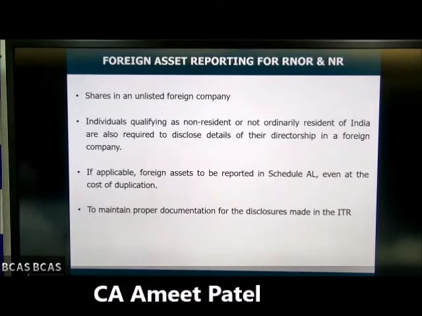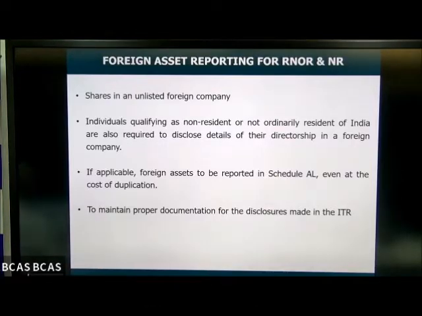Now, foreign asset reporting for a resident and not ordinary resident or a non-resident. So we saw up till now what a resident and ordinary resident taxpayer has to declare. But in case of RNOR and NR, shares in unlisted foreign company are to be declared. These are to be declared by even a resident and ordinary resident. Then individuals qualifying as non-resident or NOR are also required to disclose details of the directorships in a foreign company. And wherever applicable, foreign assets to be reported in Schedule AL also, apart from the other schedules where the foreign assets are to be reported.